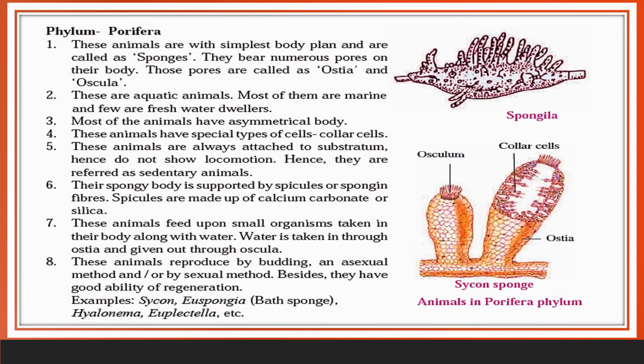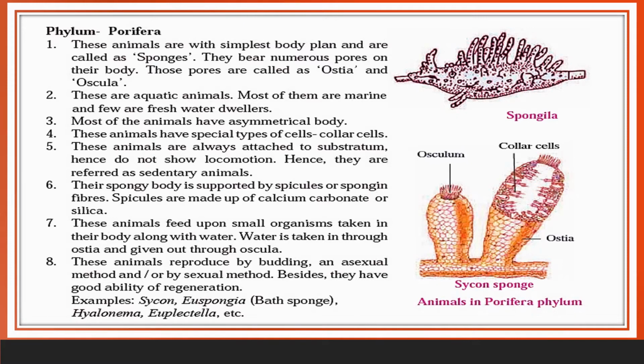Students, now let us learn about phylum Porifera. The animals in phylum Porifera have the simplest body plan and are called sponges. They bear numerous pores on their body, and those pores are called ostia and oscula. These are aquatic animals and most of them are marine and few are freshwater dwellers. Most of the animals in phylum Porifera have an asymmetrical body, and these animals have a special type of cells, that is collar cells. These animals are always attached to a substratum, hence do not show locomotion, and they are referred to as sedentary animals. Their spongy body is supported by spicules or spongin fibers.